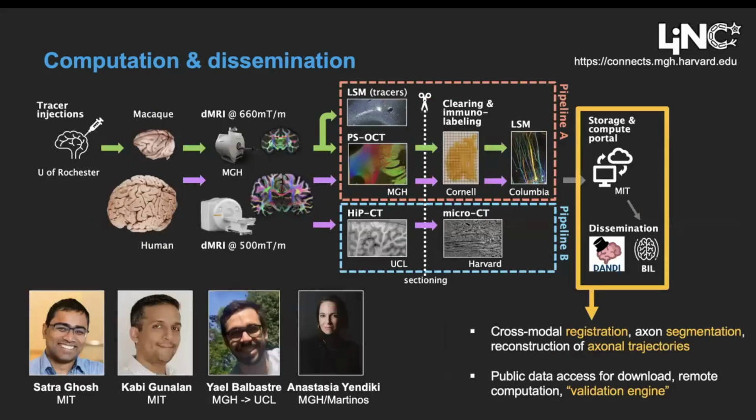Okay, so then all of these data are going to come back to us. We're the computational team, Satra, Kabi from Satra's team, and Yael, who used to be at MGH and now is at UCL, have been the key MVP players in this effort.